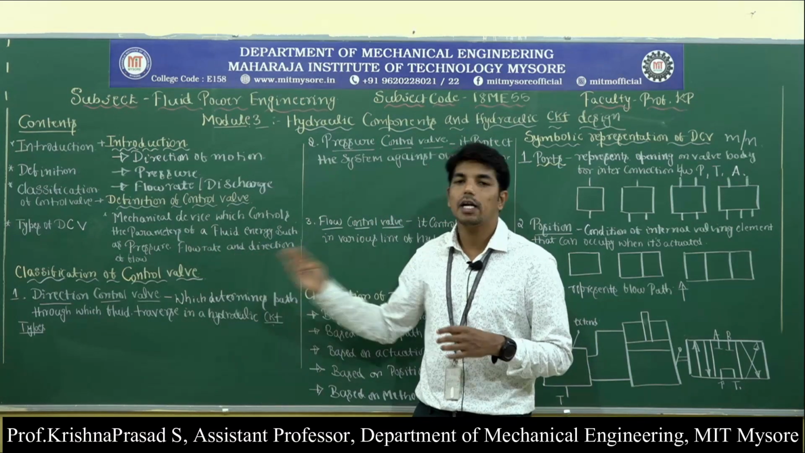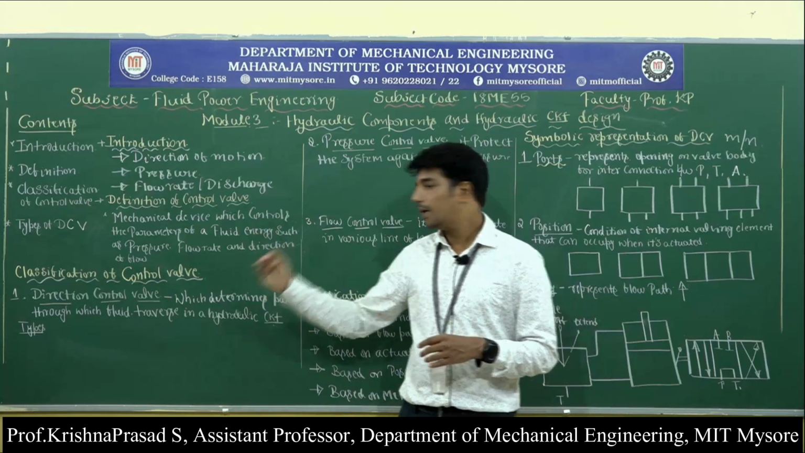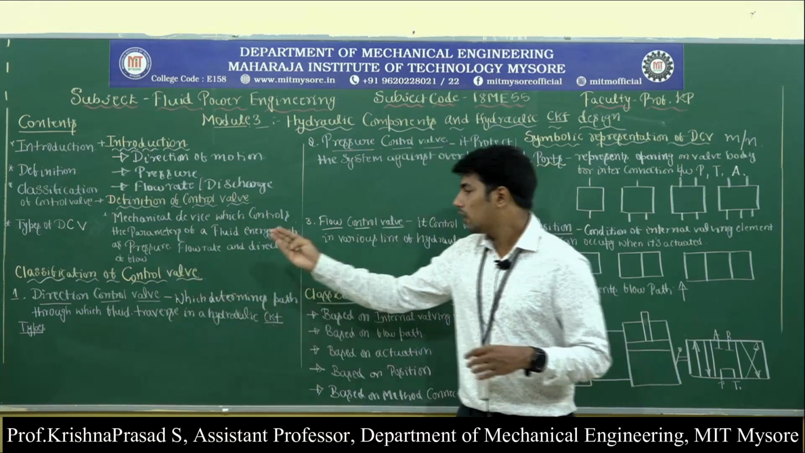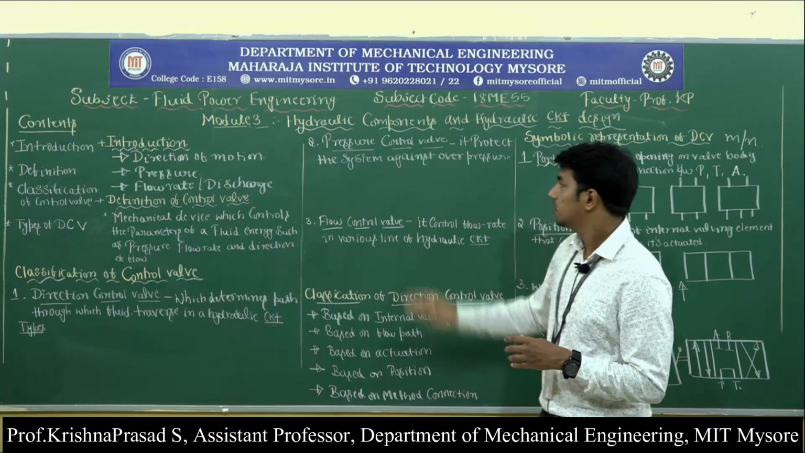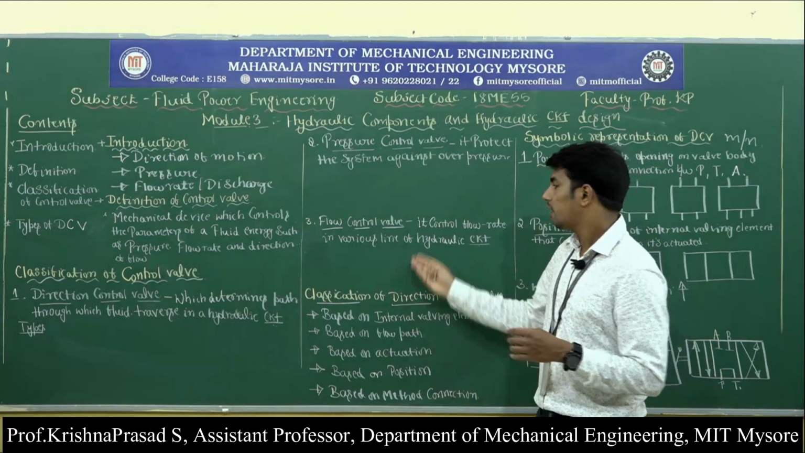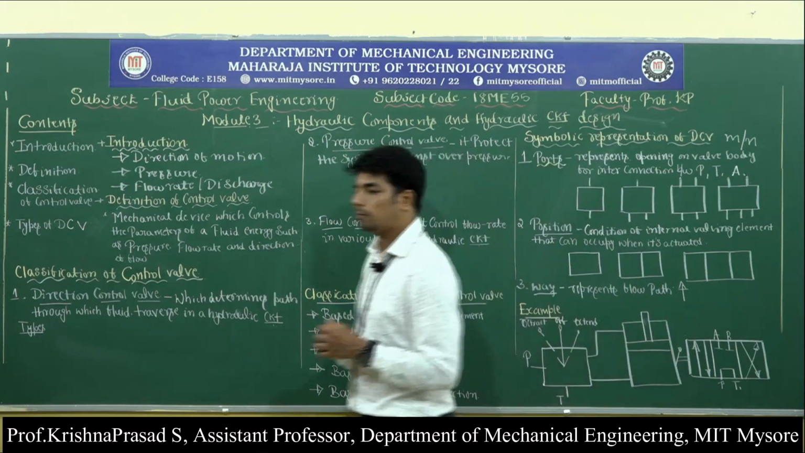Based on these three parameters, control valves are classified into three types. The first one is called direction control valve, the second one is called pressure control valve, and the third one is called flow control valve.